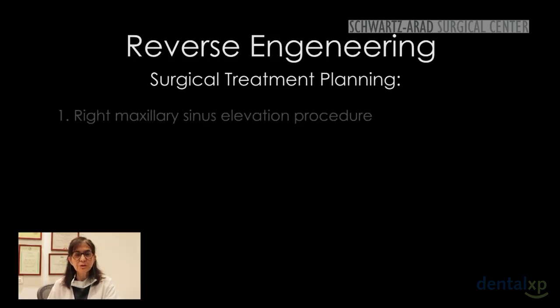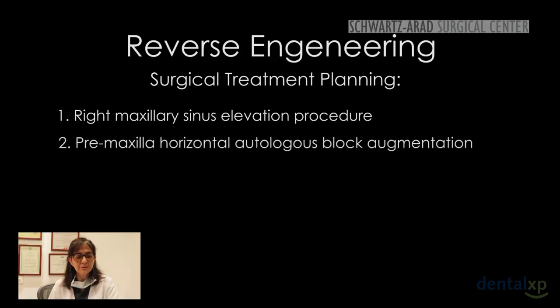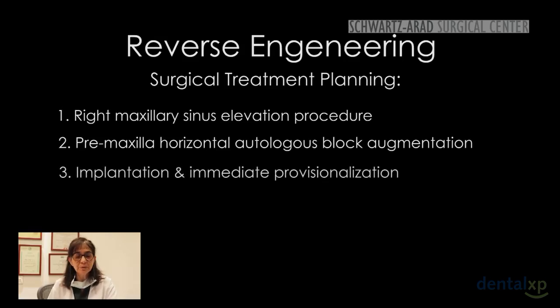So the first operation would be a right maxillary sinus elevation procedure, and for the anterior atrophy, a premaxilla horizontal autologous block augmentation will be performed, and then implantation will be performed together with immediate provisionalization. So this is the case that I will present.